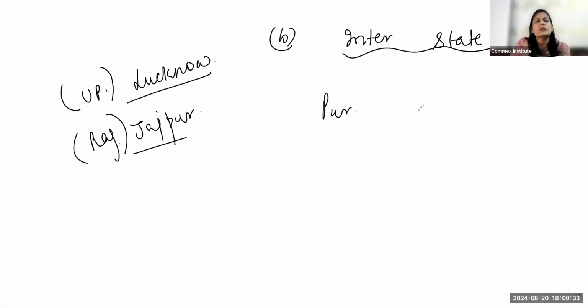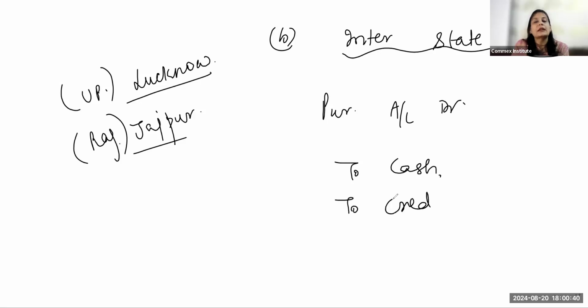And then the entry would be, what is your normal entry? Purchases account debit, to cash, and to creditor's account if it is a credit purchase. This is a normal entry. The only thing is you have to insert input GST, and over here it will be input IGST.